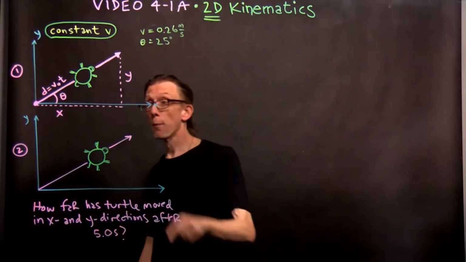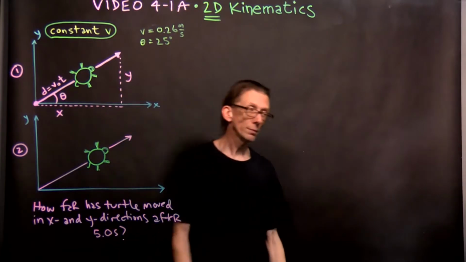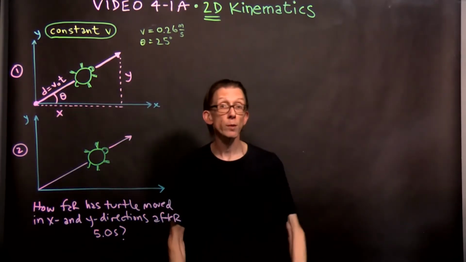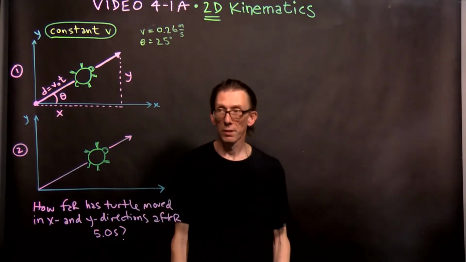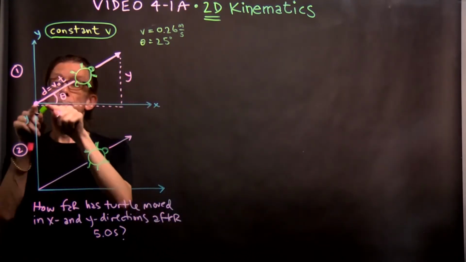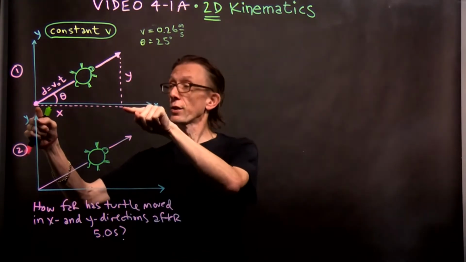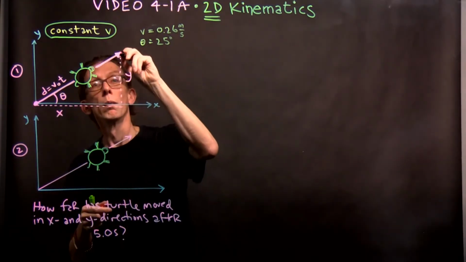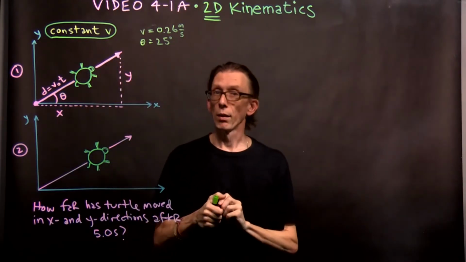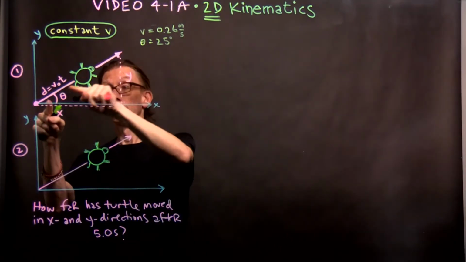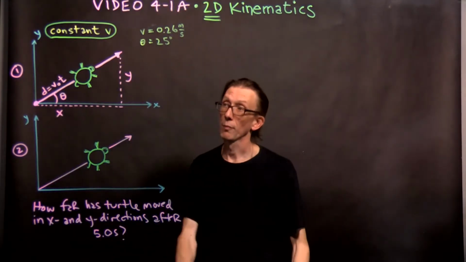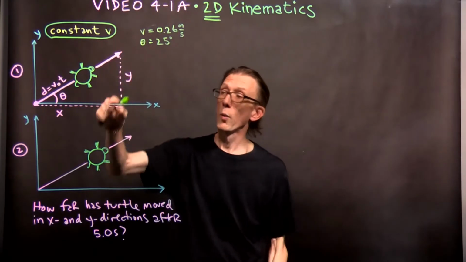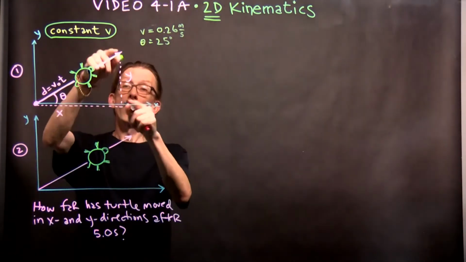Because the turtle is not moving just in x, and the turtle is not moving just in y. The turtle is moving in both directions. So what you see here is this pink dotted line tells you how far the turtle has moved in the x direction. So he stops right here, at the end of the arrow. This is his displacement vector, the pink one. He's going to start here, and after 5 seconds he's going to be there. We want to know what the value of x is here, what the value of y is there.